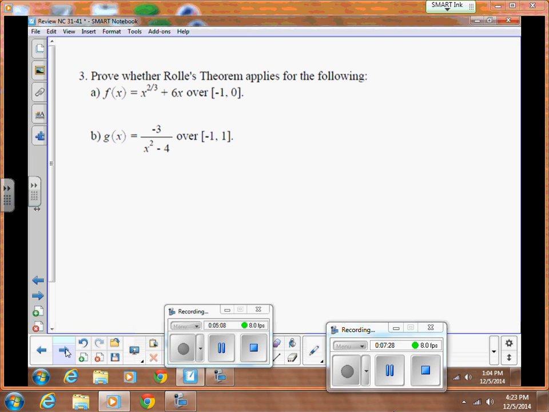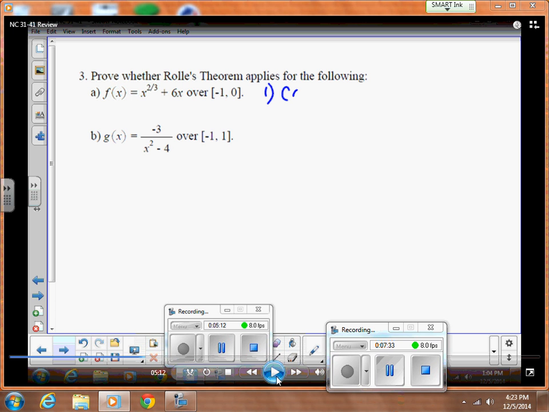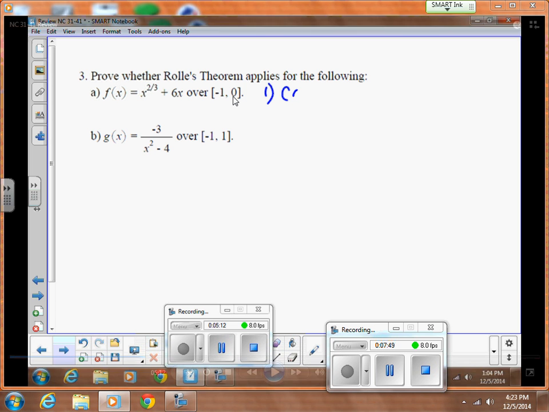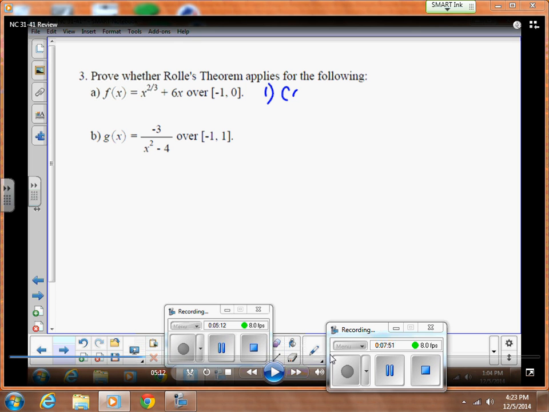Okay, prove whether Rolle's theorem applies for the following. Rolle's theorem tells us that at some point on this graph, there has to be a horizontal tangent. And there are three requirements that you need to check to see if Rolle's theorem applies. Number one, it must be continuous over the given interval. Number two, it must be differentiable over the given interval. And number three, f of a should equal f of b.